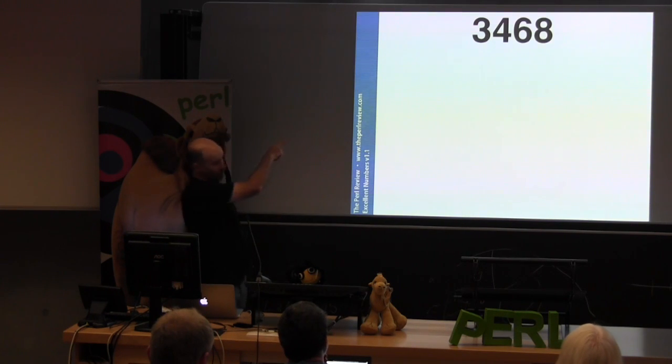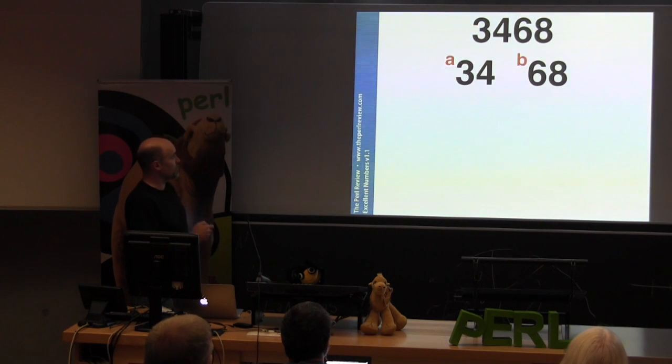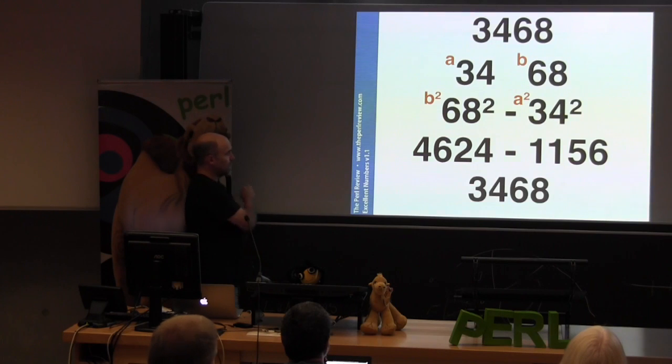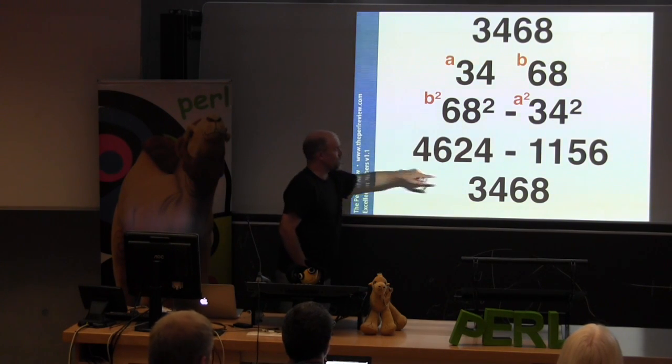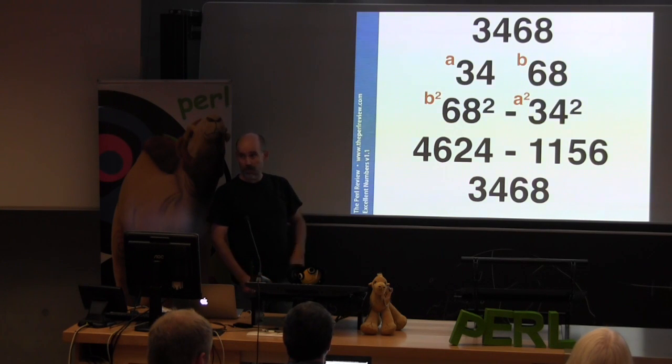Okay, so same thing with this. So we have 34 and 68, those are our A and B. We take the squares of those, and we get back this number. So, there's also an interesting pattern, which I'm not going to cover here, but it's on the website, that we have 48, and we have another 48 in here. They just happen to be at the end of these numbers.